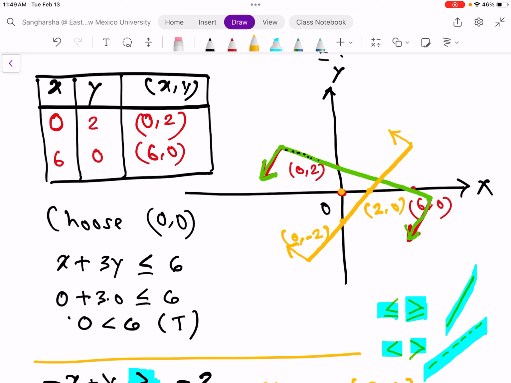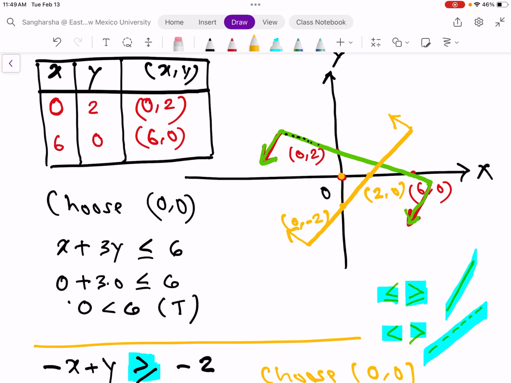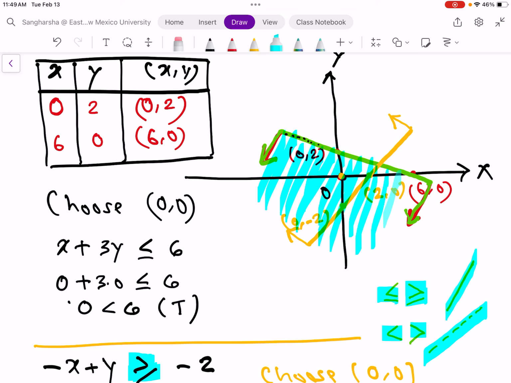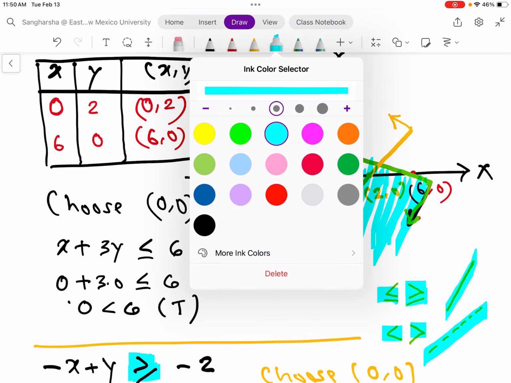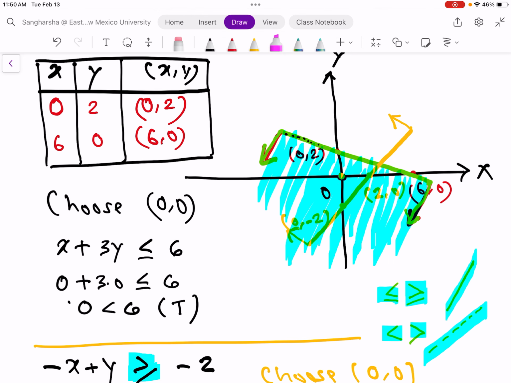Now, the last thing here, once you have this, you are looking for the common solution. What part of the solution is common for both of these inequalities? For this green first inequality, every point below this green line is a solution. So every point below this line is a solution for the first inequality. Now for the second inequality, every point above this line is a solution.